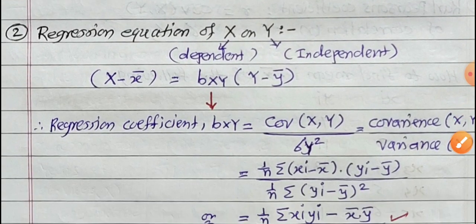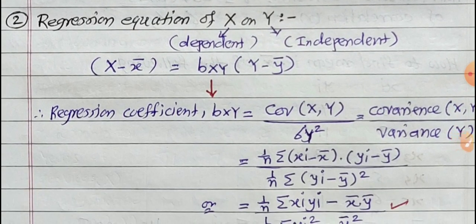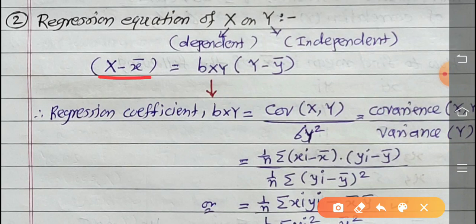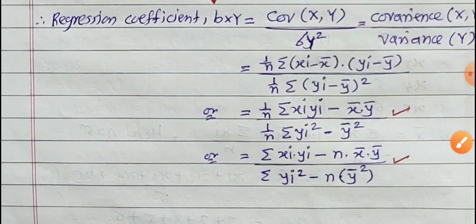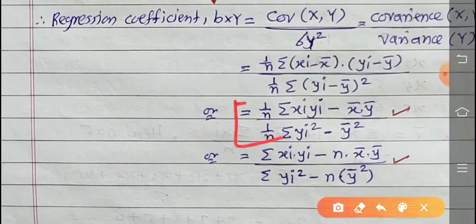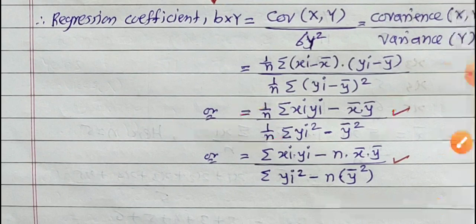Next one, the regression equation of x on y. So x is dependent on the independent variable y, therefore the equation is x minus x bar equals bxy into y minus y bar. Bxy is called the regression coefficient. What is the formula? Bxy is covariance between x and y upon which variable is on the right hand side? y, so in the denominator sigma y square. Sigma y square is nothing but variance, so covariance between x and y upon variance of y. Substitute the formulas of covariance and variance. Most of the time we use this formula number 2. Clear? So these are the formulas.